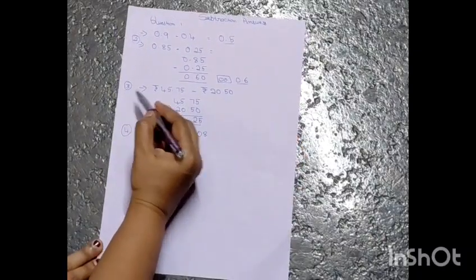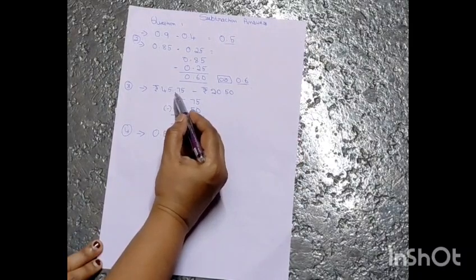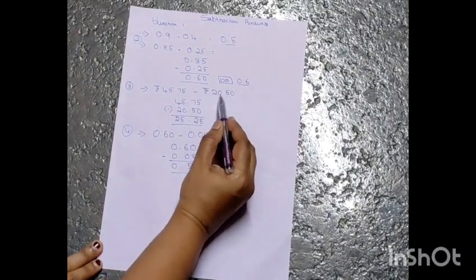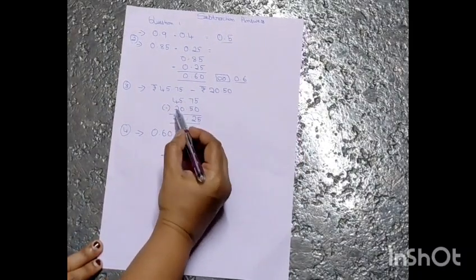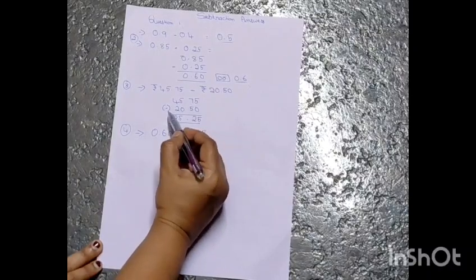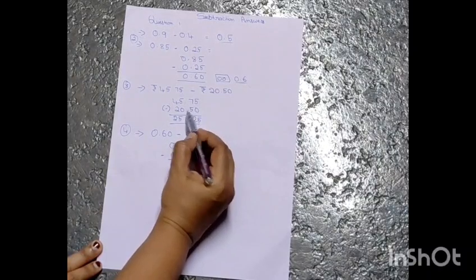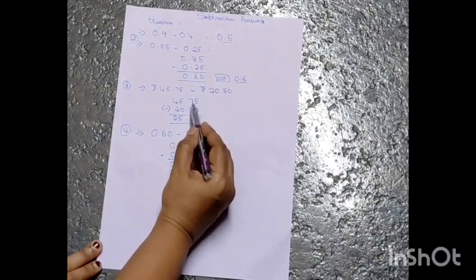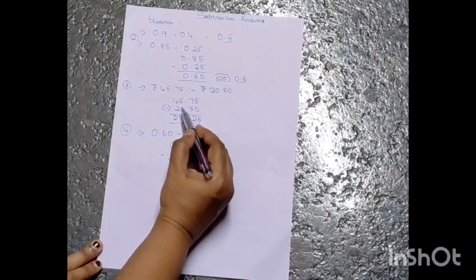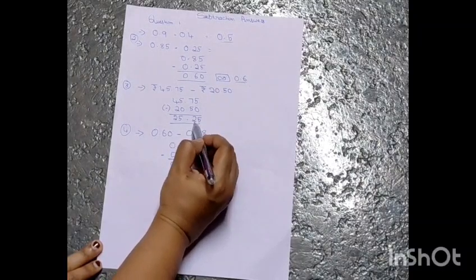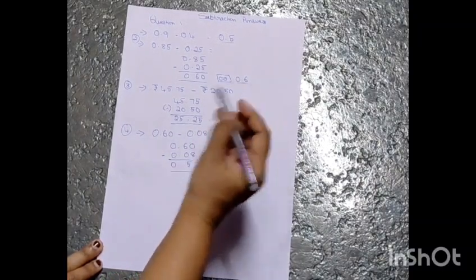Let's go to the third question. Rupees 45.75 minus rupees 20.50. Align the decimal point correctly. 5 minus 0 is 5. 7 minus 5 is 2. The point is aligned correctly. 4 minus 2 is 2. So 25.25 is the correct answer.